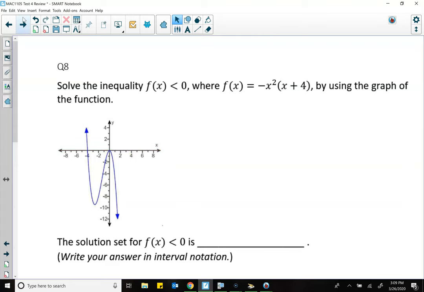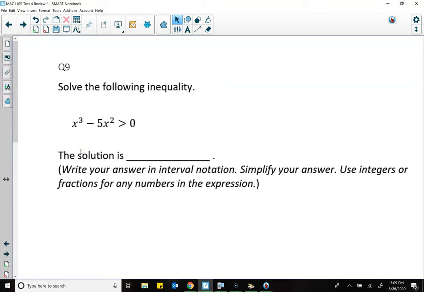All right. So question 9 wants us to solve this. So x cubed minus 5x squared greater than 0. So in order to solve this, all you care about is finding what we call critical values. And the critical values for this are all about what the x-intercepts are. That's what you need to find.